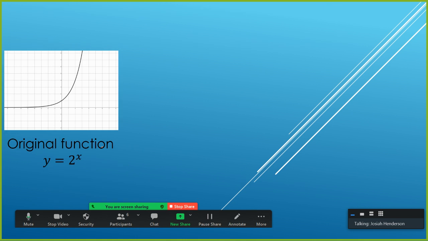Oh, before you know what? Sorry. Before we do that, let's look at some pictures to get an idea of what the graphs look like doing these different transformations before we look at the rules. So on the left, same function as we've been using a lot, y equals 2 to the x power. That'll be our original function for this example.